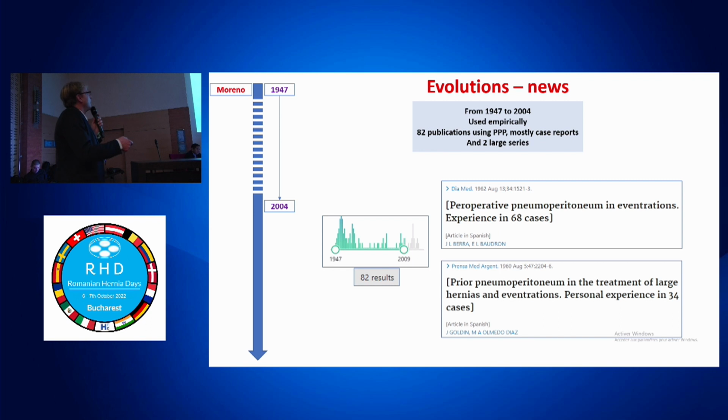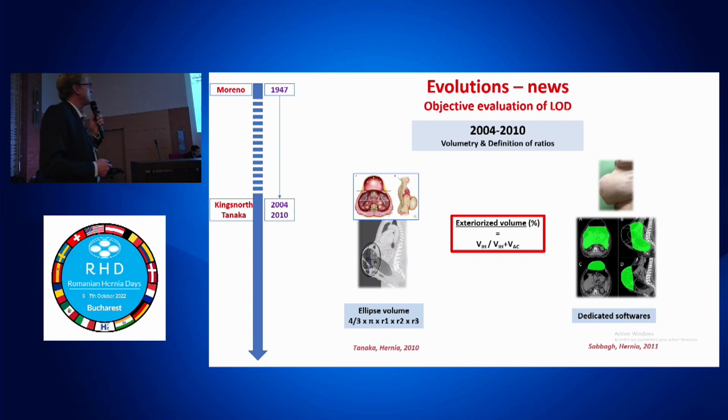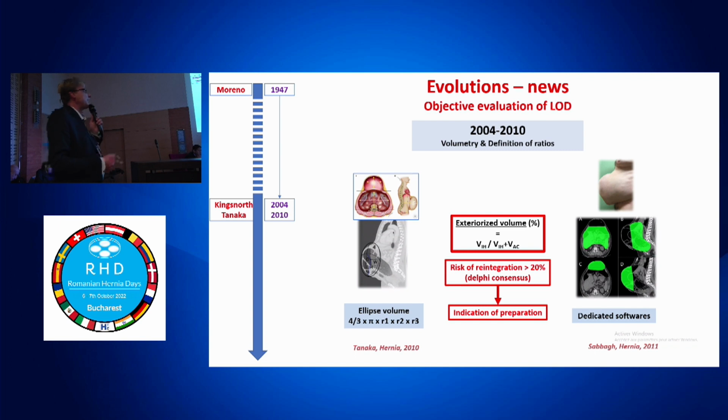During 50 years, not much publication. It was used empirically, 82 publications using PPP, mostly case reports, and 2 large series coming from Spain. And in 2004 and 2010, it was the beginning of the objective evaluation of loss of domain, using of course volumetry and defining ratios. Tanaka published his method with ellipse volume, and Sabag explained that he used dedicated software, and they defined with Delphi consensus that the risk of reintegration is 20%, the ratio indicated for the preparation with PPP.